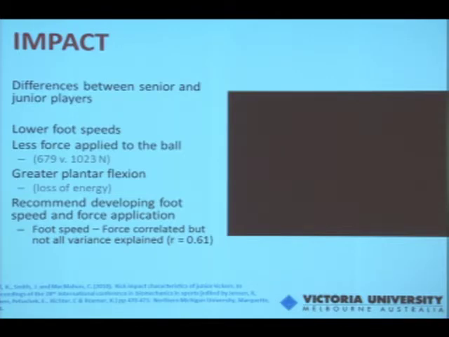So based on this, we've recommended this as part of the coaching recommendations we were developing. Foot speed is something we need to develop in juniors, and also developing more force, being able to apply more force to the ball. Foot speed and force were correlated, 0.61, but not all the variance explained once again, so there is some independence between those two.